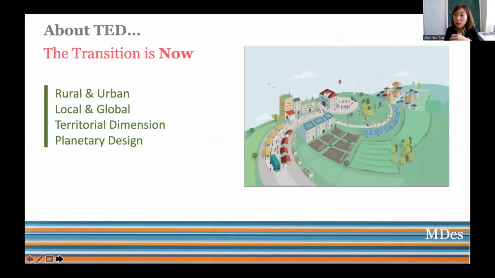To do that, we are looking not only within the built environment or the natural environment. We are looking both in between rural and urban, the local and the global, even the personal level and the organizational level, and the territorial dimension. Especially we are looking from the small scales of Hong Kong up to the GBA, and we are learning lots of international practice at the global level as well. And we also try to emphasize planetary design as a whole.